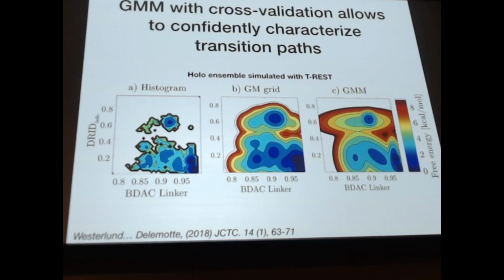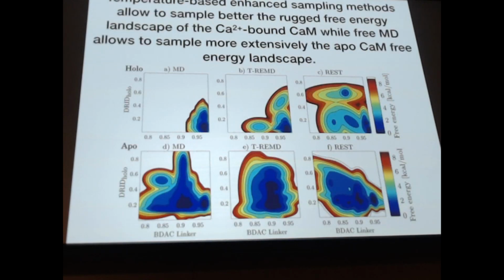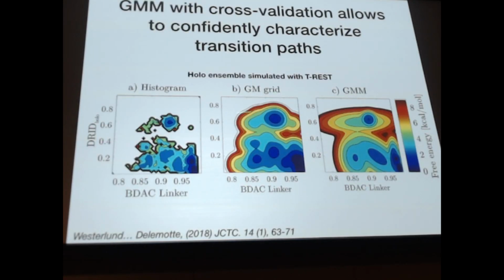And to finish, I just want to highlight again the effect of this estimator of the free energy on these two-dimensional free energy landscapes. So this is the holo ensemble simulated with temperature replica exchange solute tempering. It's basically this plot here, but it's a comparison between the GMM, the GM grid, both with cross-validation, and basic histogramming. And you can see that the features are basically the same. So you can find minima in the same place, which is reassuring.